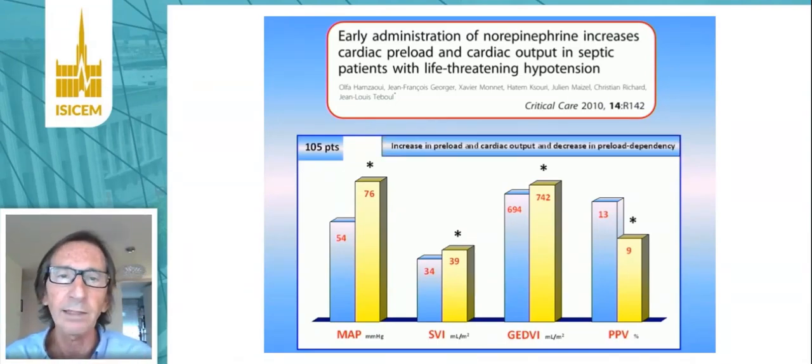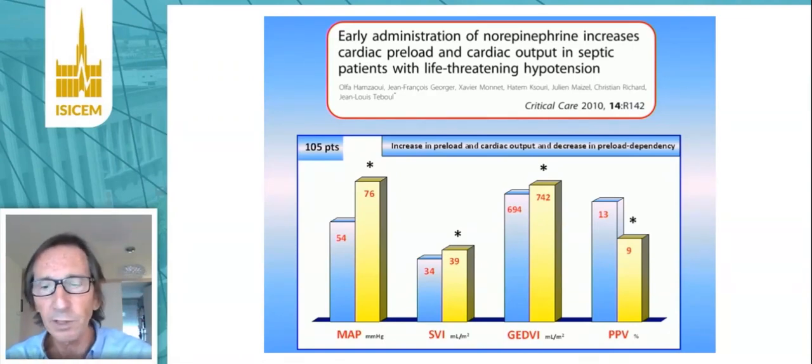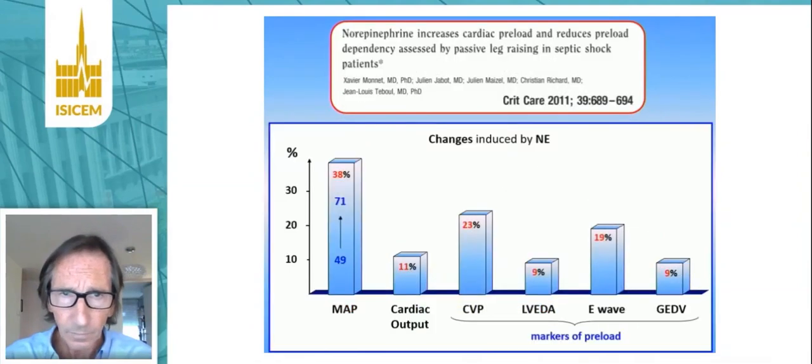So therefore, we concluded that norepinephrine, given at the early phase of septic shock, was associated with an increase in preload and cardiac output and a decrease in preload dependency.